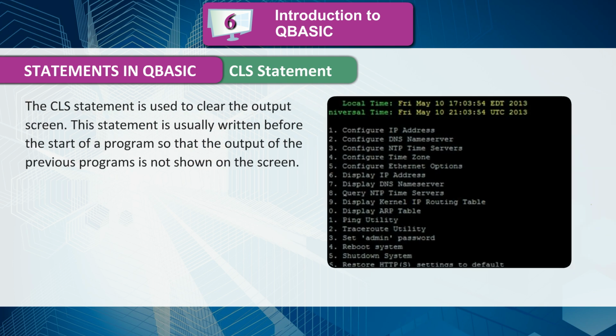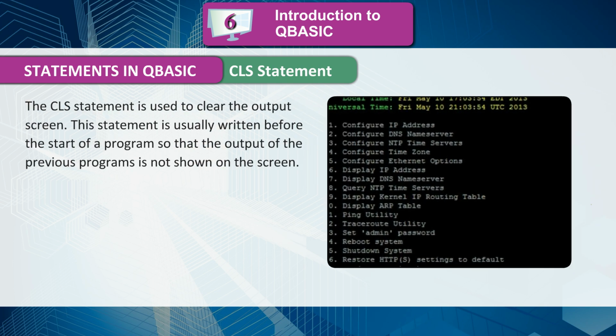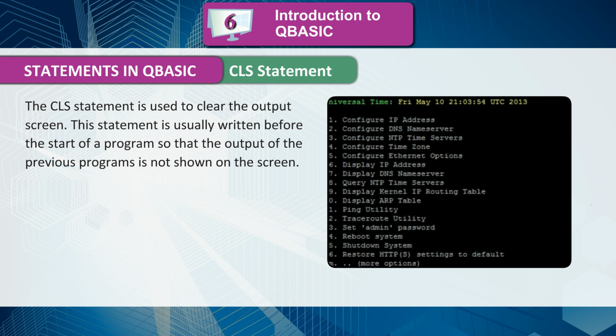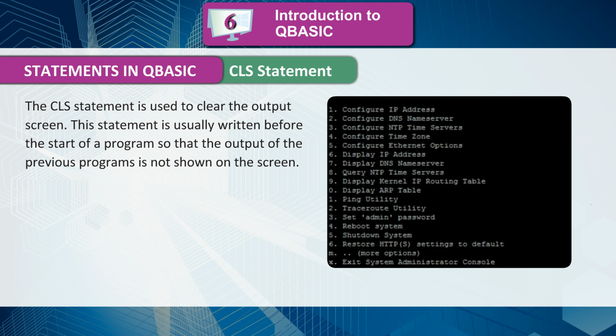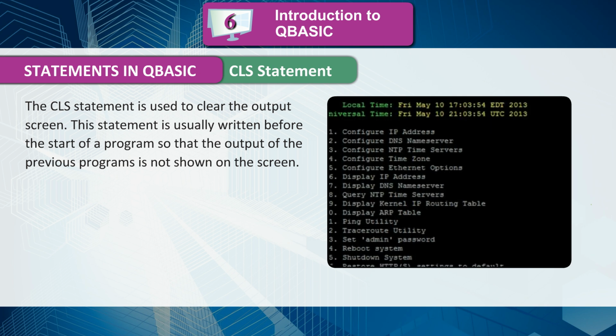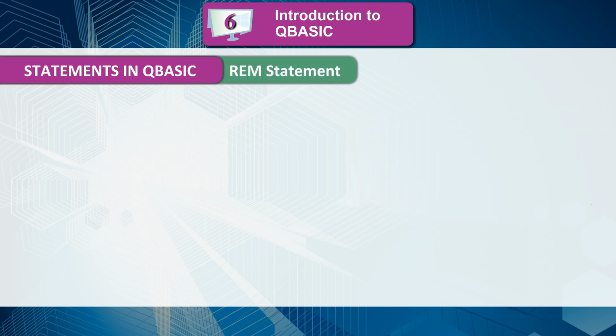CLS statement. The CLS statement is used to clear the output screen. This statement is usually written before the start of a program so that the output of the previous programs is not shown on the screen.